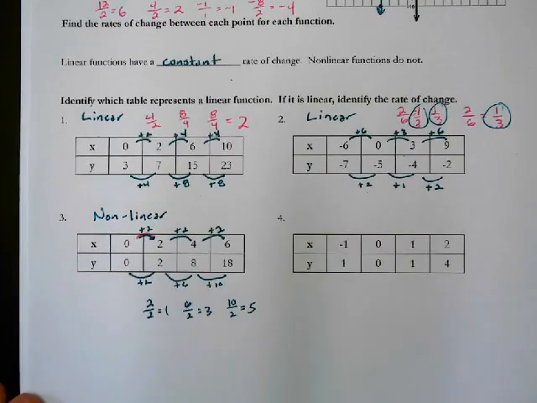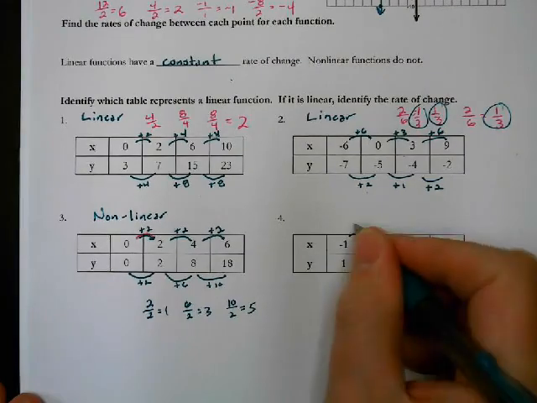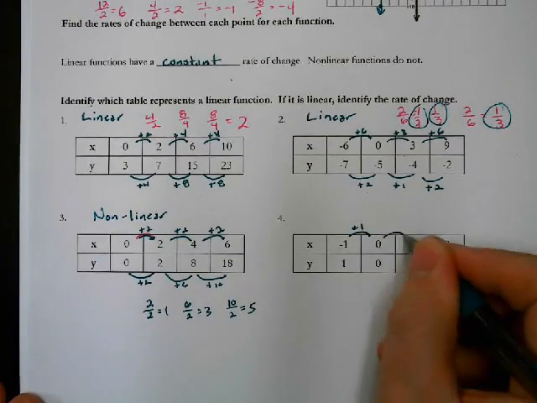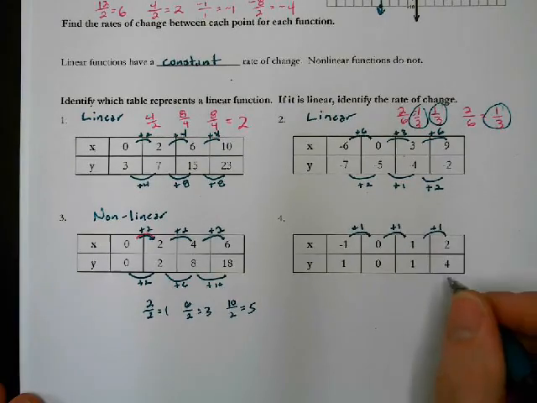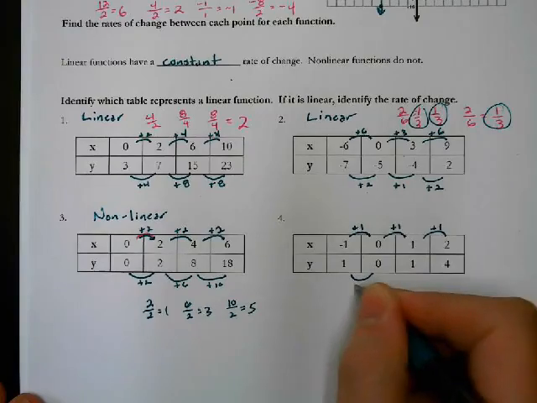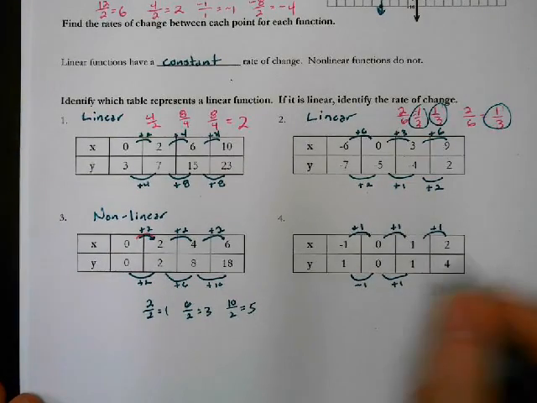All right, last one. From -1 to 0, we're adding 1. From 0 to 1, we're adding 1. From 1 to 2, we're adding 1. From 1 to 0, we're subtracting 1. From 0 to 1, we're adding 1. From 1 to 4, we're adding 3.